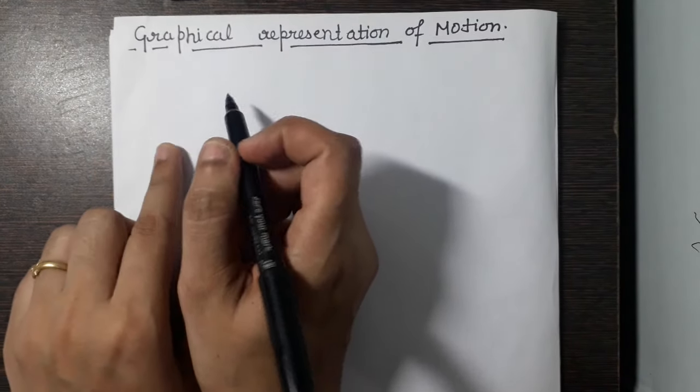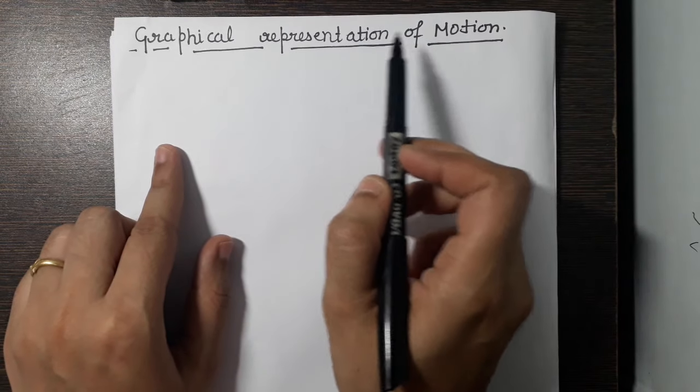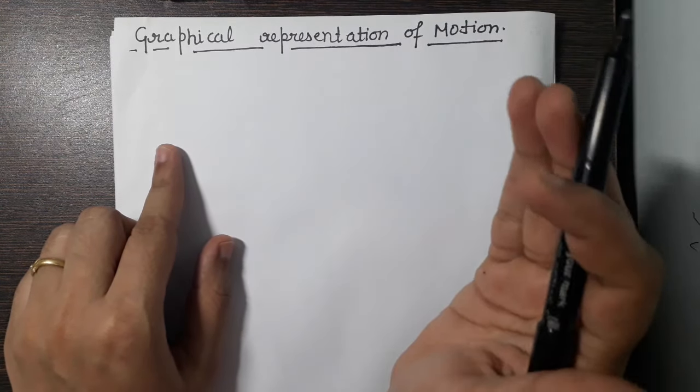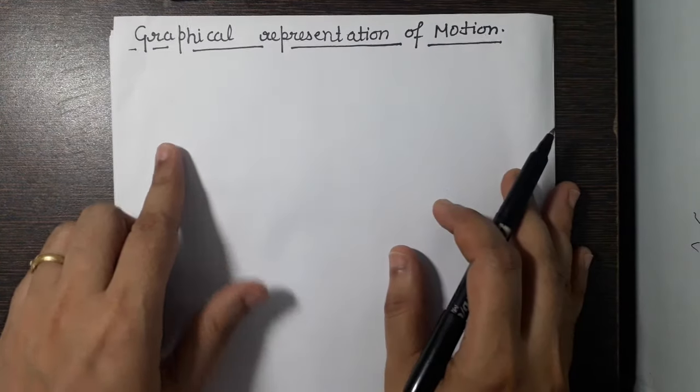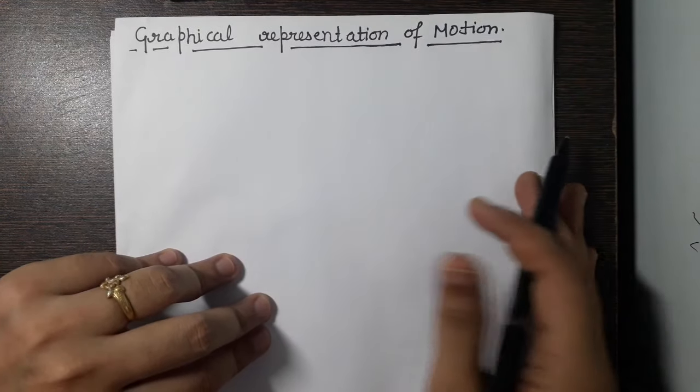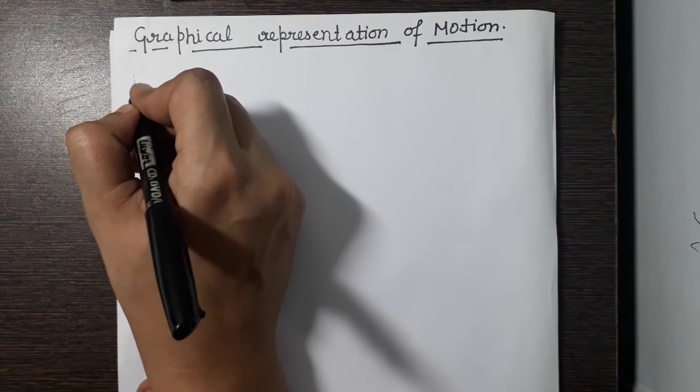Hello students, our today's topic is graphical representation of motion. So today we will see how we will represent the motion in the graphical manner. To describe the motion in graphical manner, we have three types of graphs.